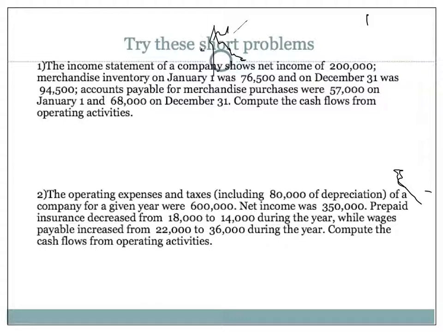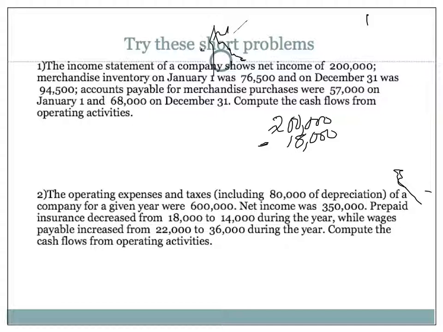The net income, they say, is $200,000. So that's cash from operations. No mention about depreciation here, but they said the inventory increased from $76,500, and on December 31st at the end of the year is $94,500. So that's an increase of $18,000. That's an investment in inventory, so that's a drain on cash. So it's negative $18,000.